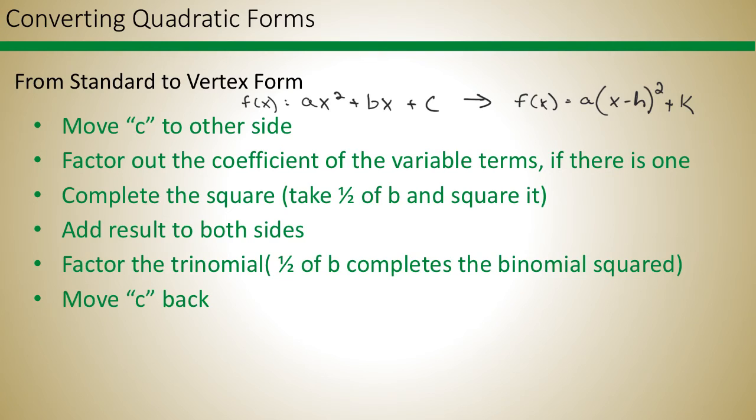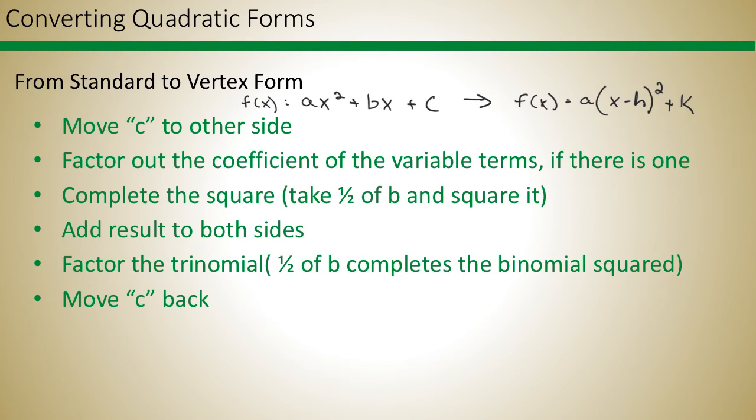And then we're going to complete the square. We did this process before. That's where we take half of this number and square it, and then we add that result to both sides. Then we're going to factor the trinomial, and then we are going to move the c back.